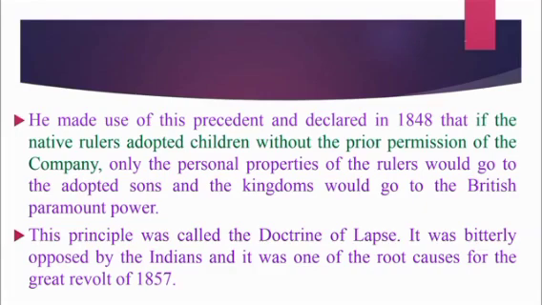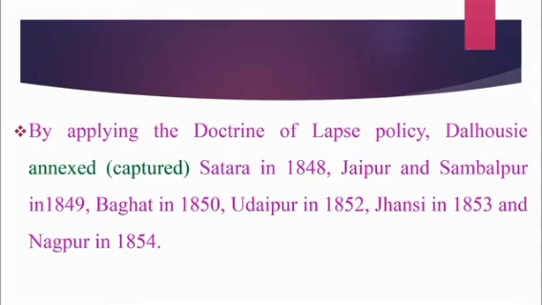It was bitterly opposed by the Indians and it was one of the root causes for the Great Revolt of 1857. So, by applying the doctrine of lapse policy, Dalhousie annexed, meaning captured, Satara in 1848, Jaipur and Sambalpur in 1849, Bhagat in 1850, Udaipur in 1852, Jhansi in 1853 and Nagpur in 1854.